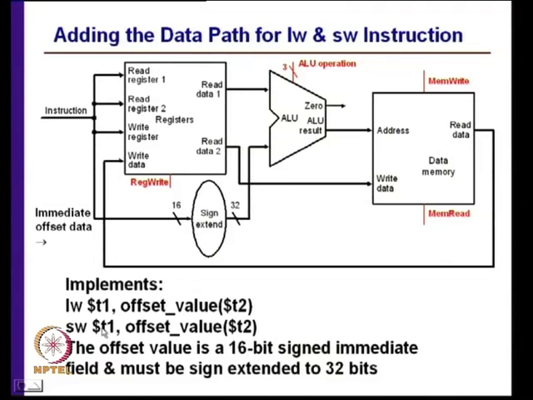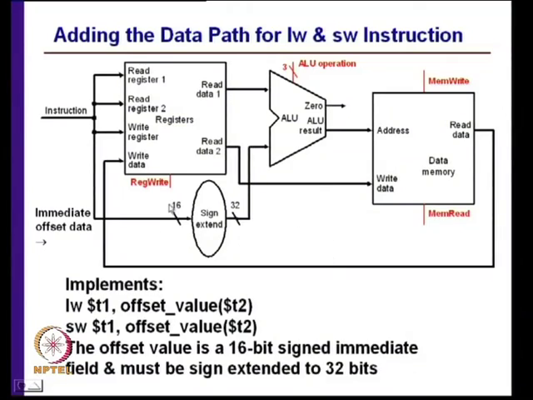Store word means that the content of T2, which will be available here, will be written into the memory. And that effective address is generated here again by adding the sign extended value with the content of the T2 register. So don't get confused with T1, T2.